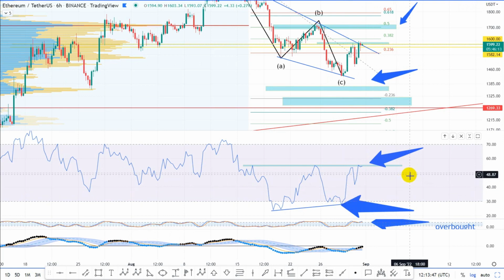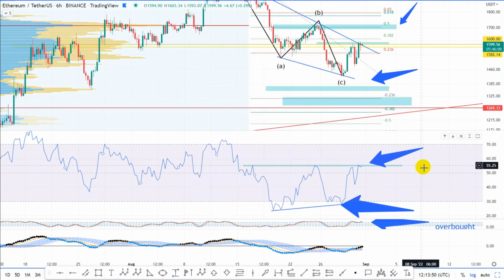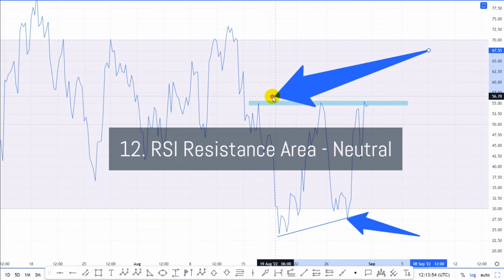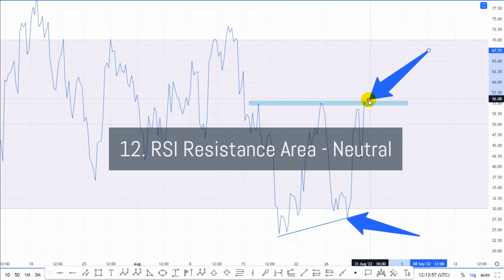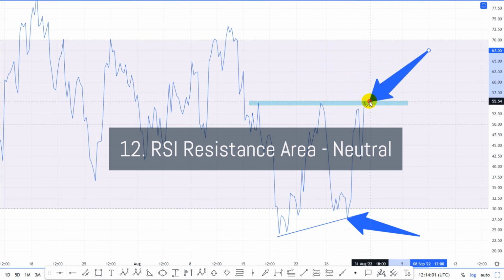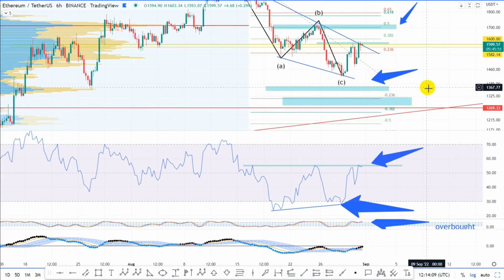And also the second thing that I want you to have a look at on RSI is the area I have marked here for you, because look, there was one time, there's a second time, and now it's a third time when the price is bouncing from this area. So now it is neutral, but it has to break above it in order for it to be bullish. For now, it is still neutral.